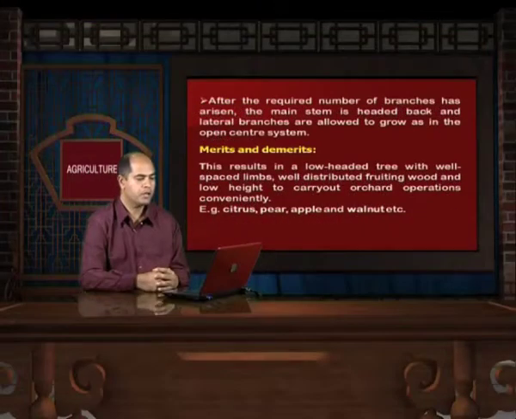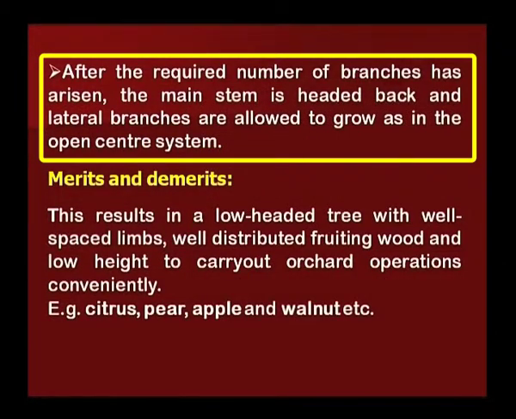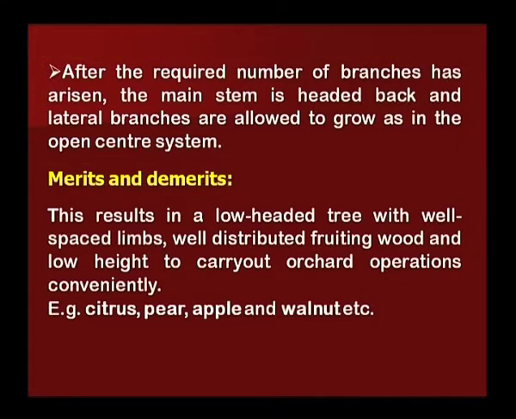After the required number of branches has arisen, the main stem is headed back and lateral branches are allowed to grow as in the open center system. Merits and demerits of the system are: this results in a low headed tree with well spaced limbs, well distributed fruiting wood, and low height to carry out orchard operations conveniently.